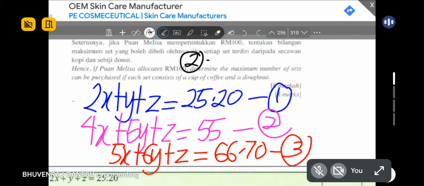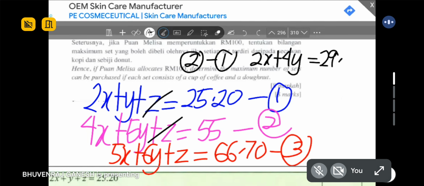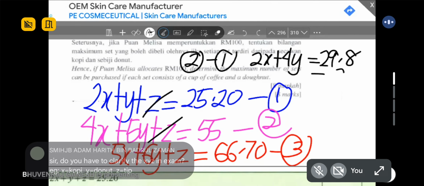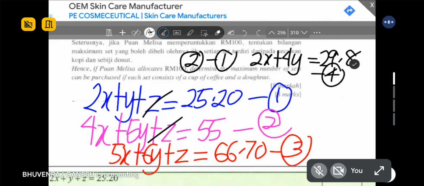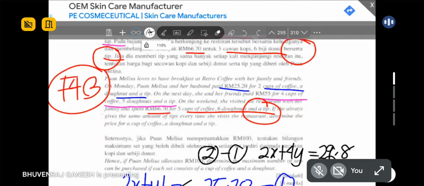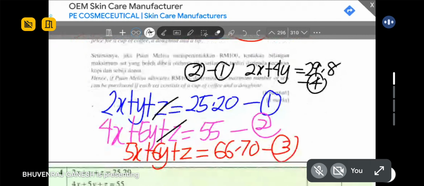You can take 2 minus 1. So 2 minus 1, 2x plus 4y, z cancel, and then 55 minus 25.2, 29.8. So this is your fourth equation, persamaan keempat. Can you see? So do you have to clarify the x, y, and z? Yes, correct. Yes, you must clarify because the question never tell anything.